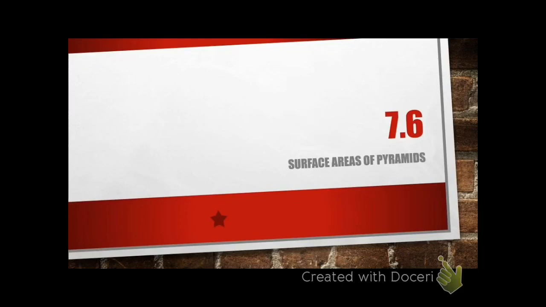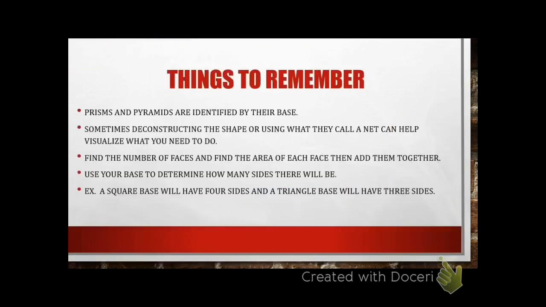Today we're going to talk about lesson 7.6, which is talking about surface areas of pyramids. All right, our last session we talked about the surface area of prisms, and hopefully you all still remember the difference between a prism and a pyramid. Remember that prisms have a base, and whatever that base is, it's the same for the top and the bottom. So we learned about triangular prisms, we learned about rectangular prisms, and they have those flat bases, and then they have their sides.